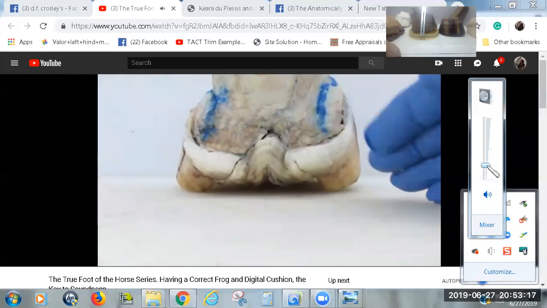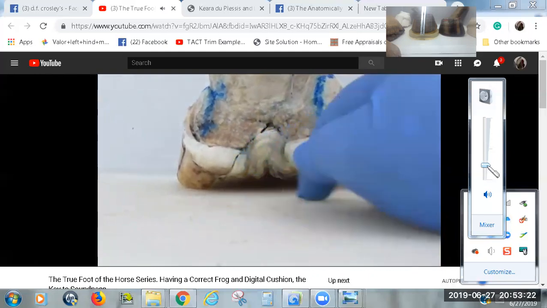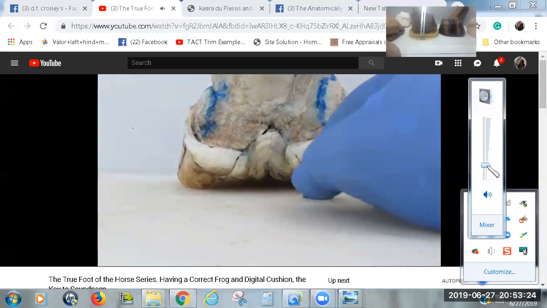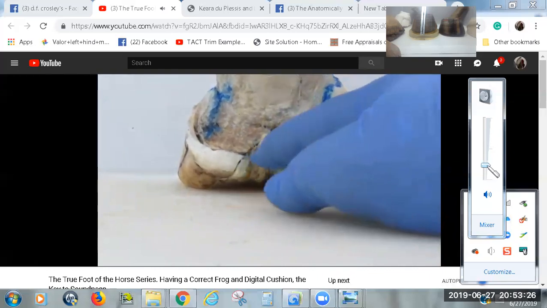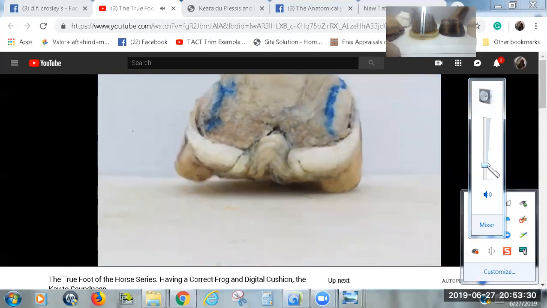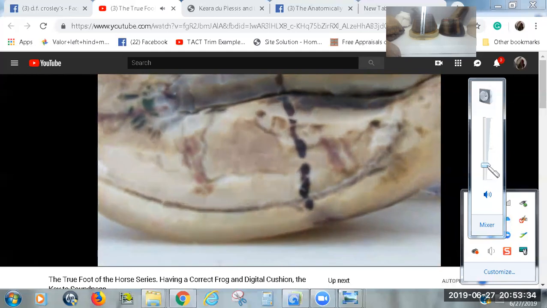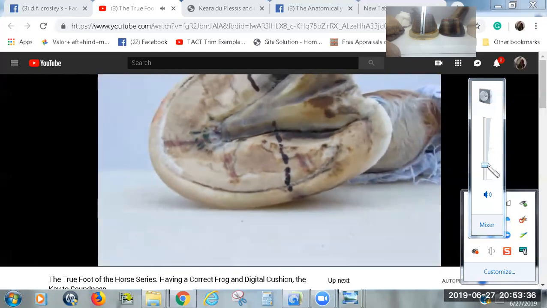Now, this foot, I trimmed the heels out of it for years, and she had no frog. Well, it looked like frog, but wasn't. She was down on her frog corium. I need to show you what a frog corium looks like. So hold on while I get another foot.